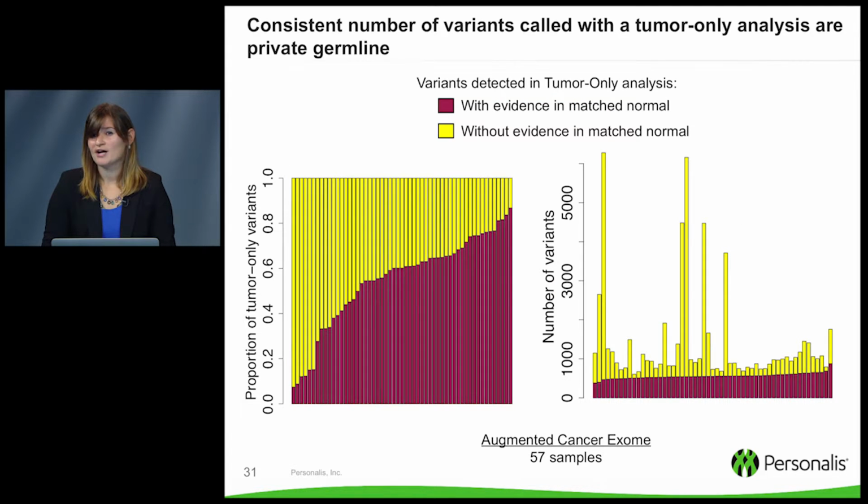Now, although we see a wide range of proportion of germline variants, when we plot the actual number of variants on the right, you can see that the number of variants called in tumor-only mode that are actually germline is very consistent across the samples, despite large variation in total variants called. This has important implications for mutational burden applications, because it shows that somatic mutational load can still be inferred even from tumor-only analysis when the matched normal is not available.